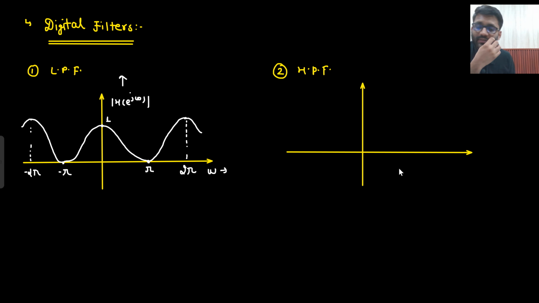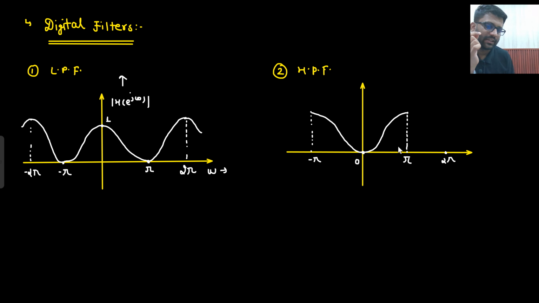Similarly, make the high pass filter as well. What will happen? Lower frequency not being passed, higher frequency being passed. Right? And after that, what will happen? The same thing will be repeated. This is 0. The same thing will be happening at 2 pi as well. Around the 2 pi as well, the same thing will be happening.